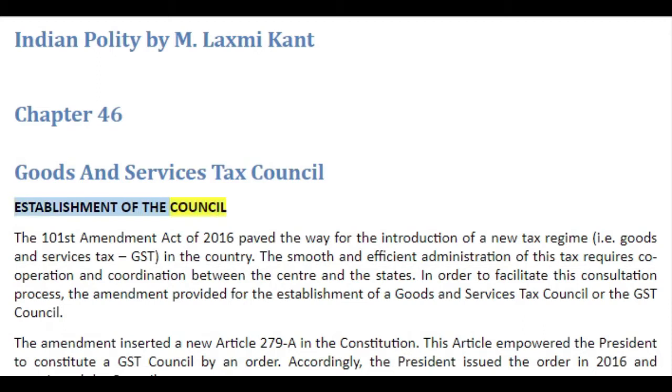Establishment of the Council. The 101st Amendment Act of 2016 paved the way for the introduction of a new tax regime, Goods and Services Tax (GST), in the country. The smooth and efficient administration of this tax requires cooperation and coordination between the Centre and the States. In order to facilitate this consultation process, the amendment provided for the establishment of a Goods and Services Tax Council or the GST Council. The amendment inserted a new Article 279-A in the Constitution.